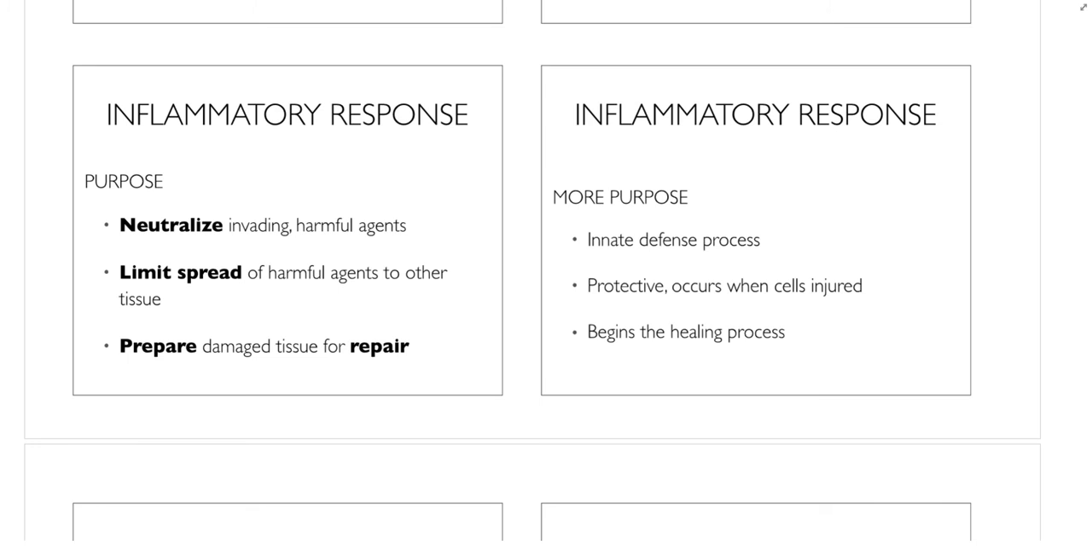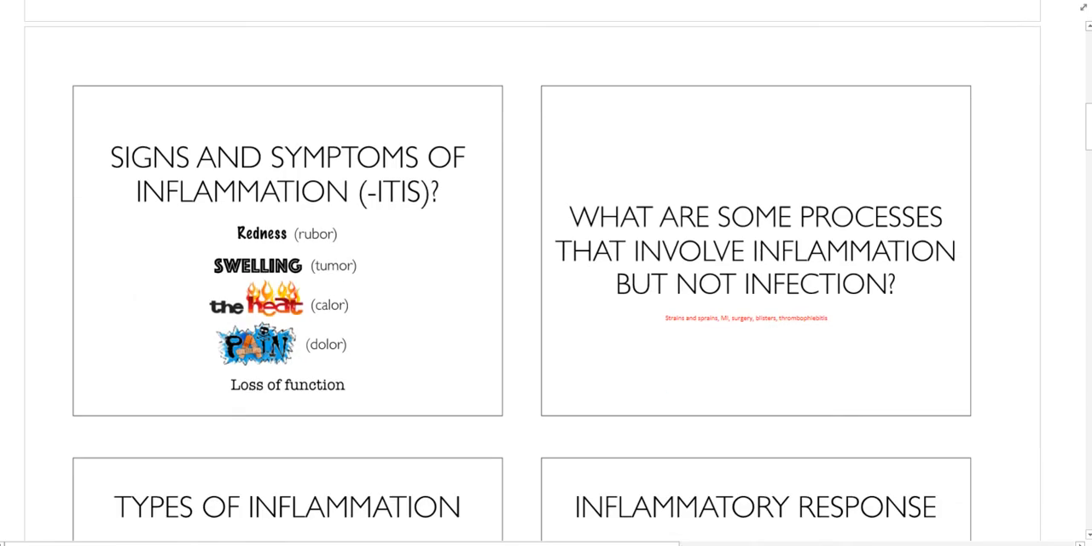by trying to increase the amount of fluid, increasing the number of white blood cells in that area, producing an environment that is not hospitable towards bacterial or fungal growth, and then also to help prepare for repair of the damaged tissues. I don't really understand. I mean, it kind of says the same thing here.